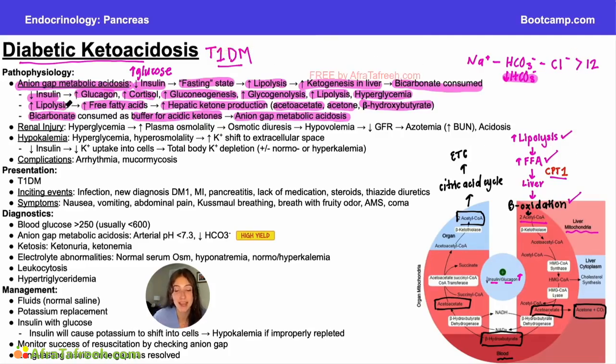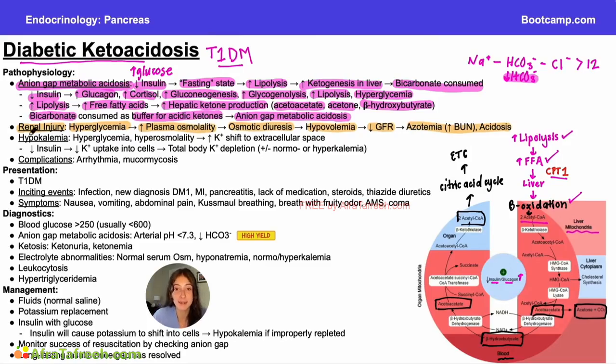In addition to the anion gap metabolic acidosis that is classically associated with DKA, DKA can also lead to renal injury. So when you have this hyperglycemia that is uncontrolled, this leads to an increased plasma osmolality, as we discussed in our physiology of diabetes section. This can lead to osmotic diuresis, which will cause hypovolemia. And it's this hypovolemia that really damages your kidneys because they're not getting perfused as readily. And this hypoperfusion can lead to a decreased GFR as well as azotemia, so increased BUN and acidosis.